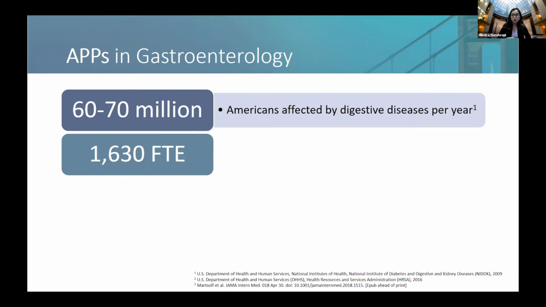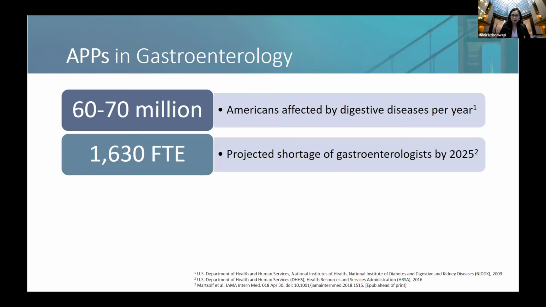As a significant portion of the United States population will require digestive care at some point in their lives, adequate access to GI preventative, diagnostic, and treatment services is really crucial. But this is problematic, given, as we saw in the previous slides, that there is a shortage of about 1,630 full-time equivalents of gastroenterologists by 2025. So again, this continued demand and lack of supply of gastroenterologists, APPs really provide an option to expand digestive care delivery.